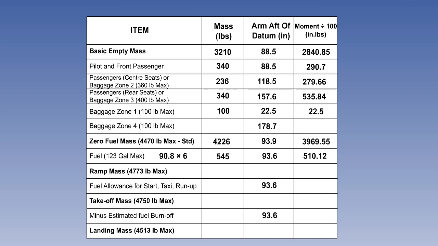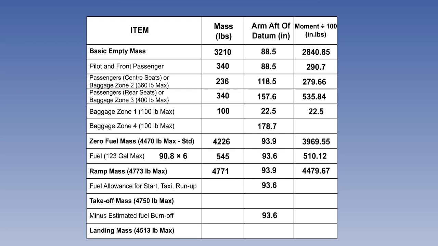Now we can enter the fuel, which is given in gallons. The conversion to mass is achieved by multiplying volume by 6 pounds per US gallon, which is allowed for in the CAP, section 3, page 2, under standard allowances. In this case, we have 90.8 US gallons, which equates to 545 pounds.